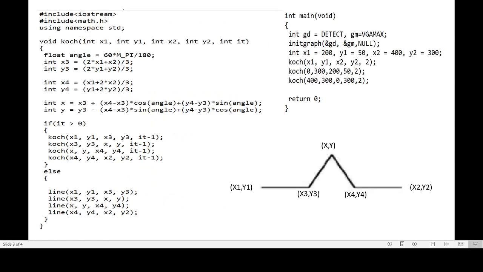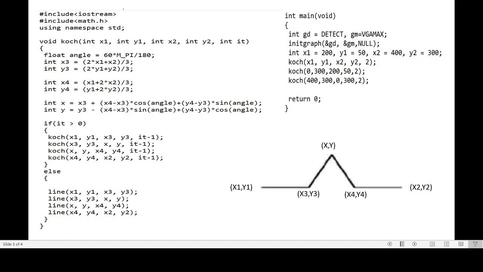Now we'll see how we can implement this. This is a small C++ program to generate the triadic Koch curve. Here first we have added all the header files which are required. Then there is a function to generate the Koch curve and after that there is a main function. In the main function we have to first initialize the graphics driver and graphics mode. Then with the initgraph function we'll initialize the graphics mode.